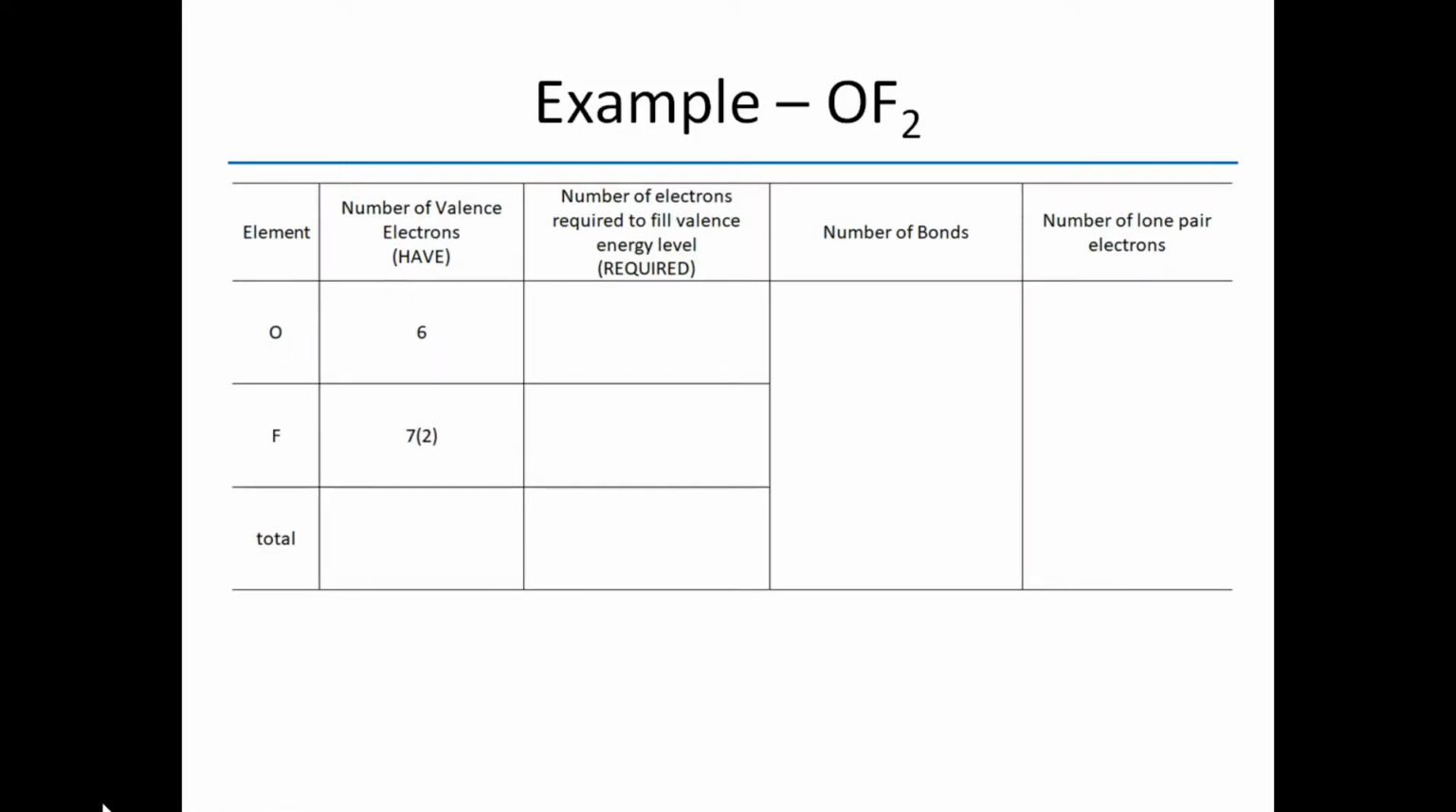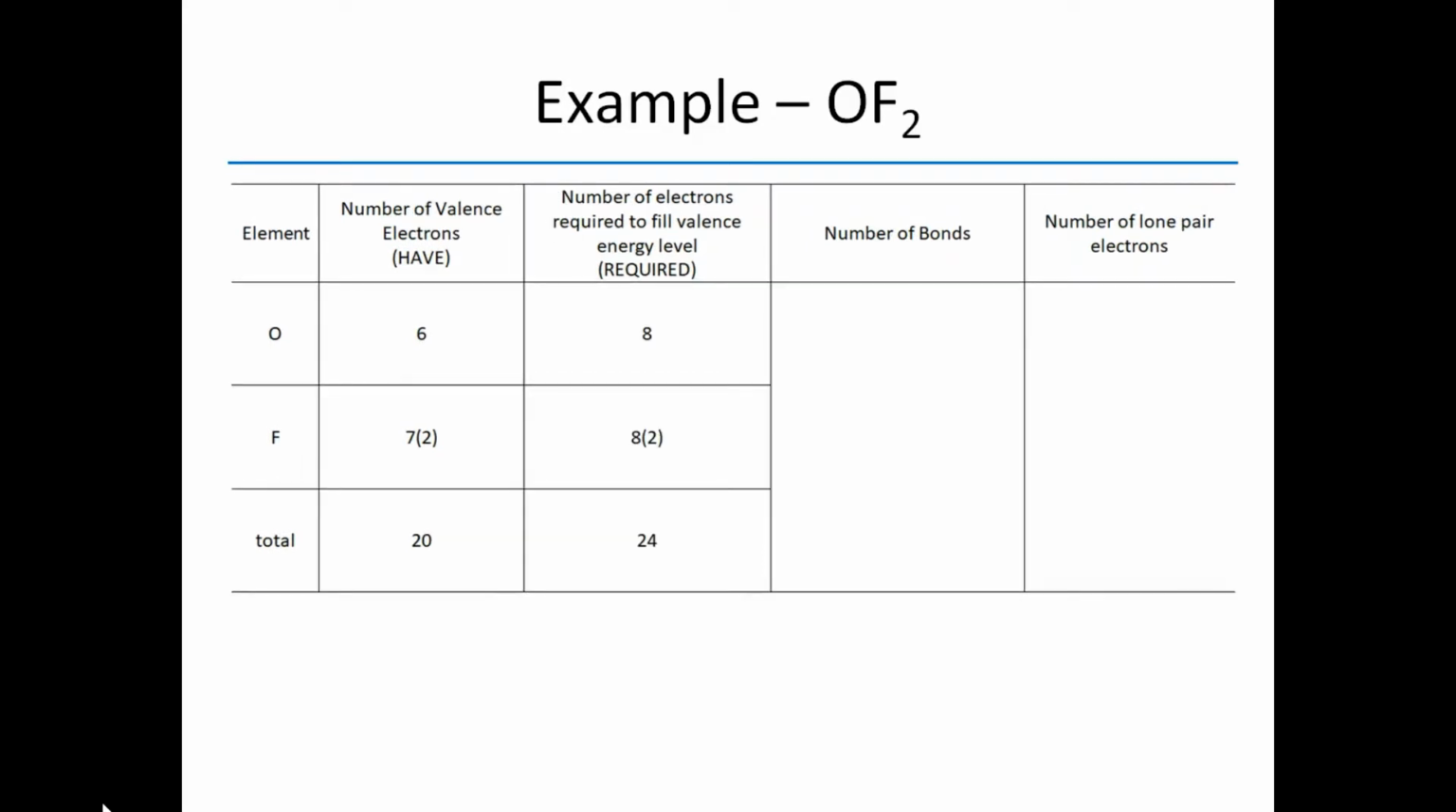So the first thing we would do is list the elements and state how many electrons are in each of their valence energy levels. So oxygen, being in group 16, has 6 valence electrons. And fluorine, being in group 17, has 7 valence electrons, and there are 2 fluorines that each have 7. So as a result, this gives us a grand total of 20.